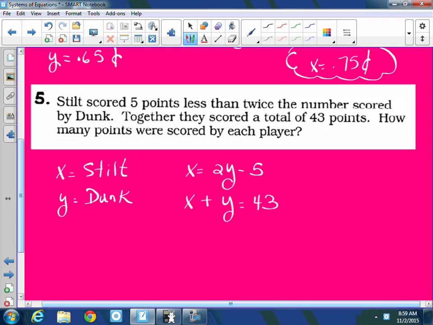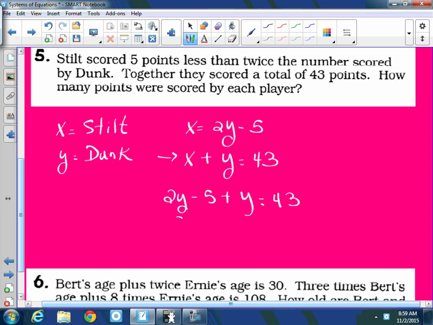Okay, what method would you use? I was asking you because you already have one that's already solved for x. So I would put that in right there. So that would be 2y minus 5 plus y equals 43. And you got two options. You can solve it by yourself or you can go to a question solver and do your thing. That's 3y minus 5 equals 43.